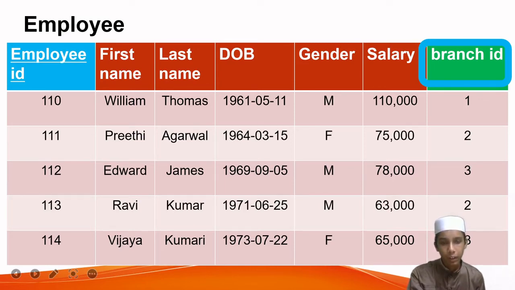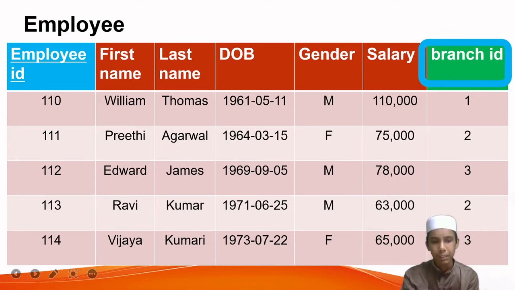Here we have our employee table, and I am defining information about the employee: the employee ID is 110, his first and last name is William Thomas, he was born in 1961, gender male, with his salary and his branch ID. Let's say we have a company. Many companies have many branches, so we have a company and some branches. Now let's say that an employee belongs to a specific branch in our company.